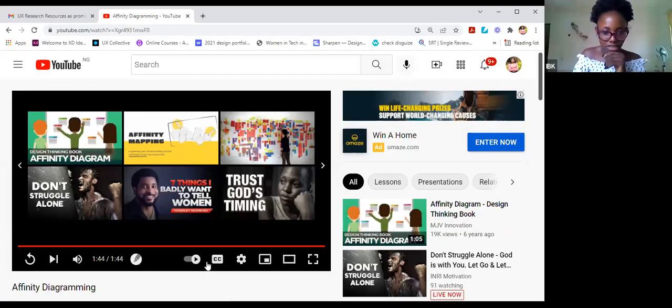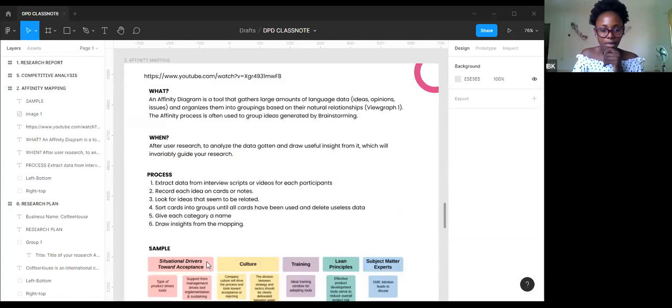Okay, so now that we have watched the video, can somebody tell me what they think affinity mapping is now? If you didn't know it before, now you know it. So can anybody quickly share what they think affinity mapping is?